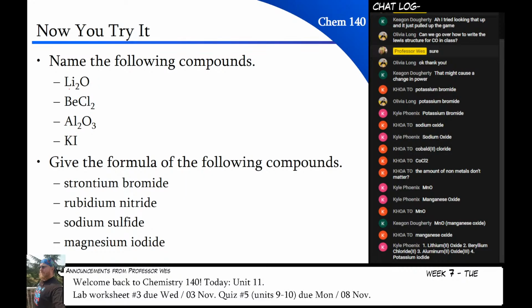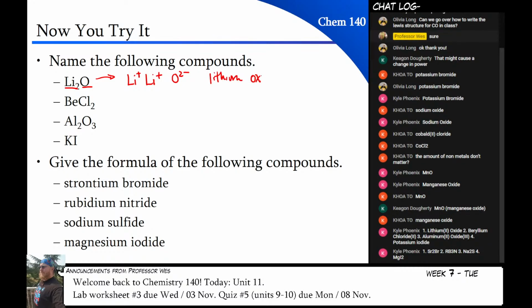All right, so for this first one, if we split it into its ions, we've got 2 lithium ions and an oxide ion. How do we know what ions they make? Remember, we follow the octet rule. And so I would call this lithium oxide.